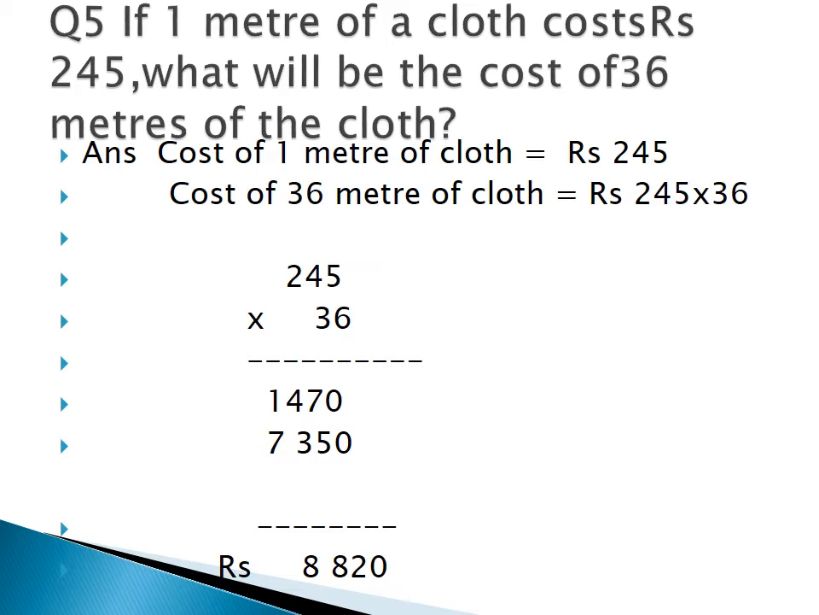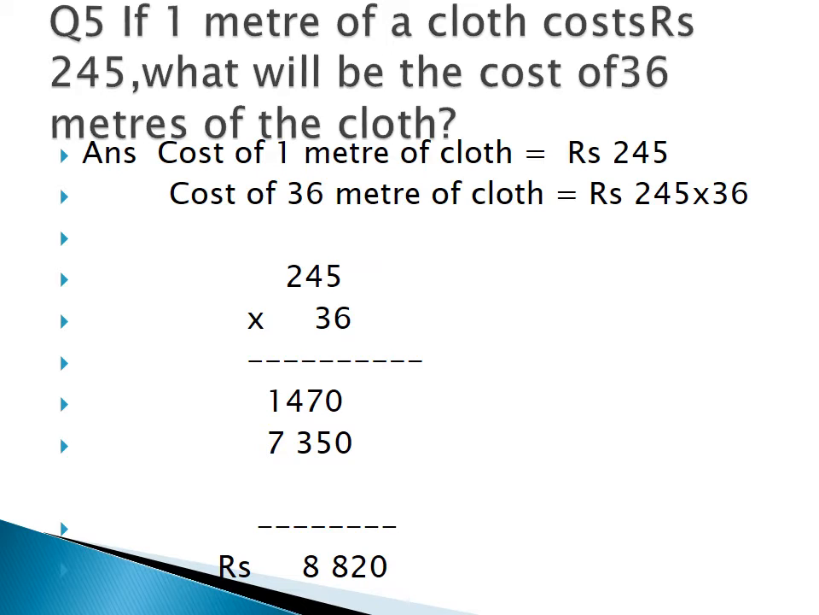Now do the multiplication. 245 you write down in the first line and 36 you write down in the second line. Start multiplying with the unit place number. Which one is the unit place number? 6 is the unit place number. Let's start. 6 5s are 30, write 0, carry over 3. 6 4s are 24, add 3 in it, 27. Carry 2. 6 2s are 12 plus 2, 14 together you have to write.